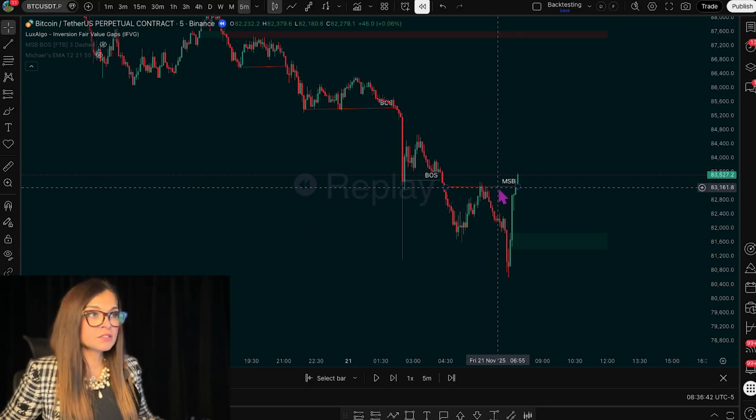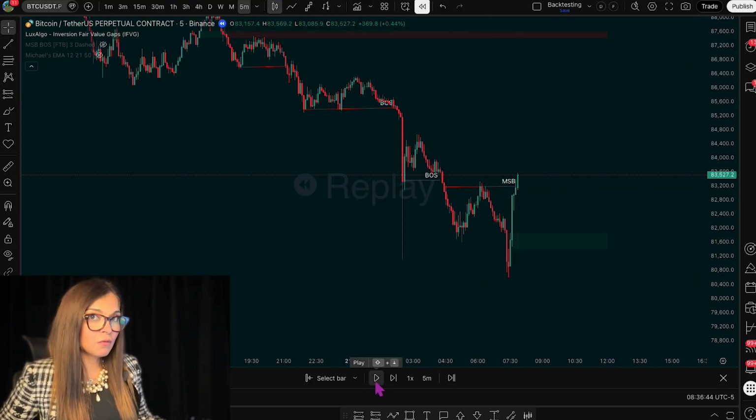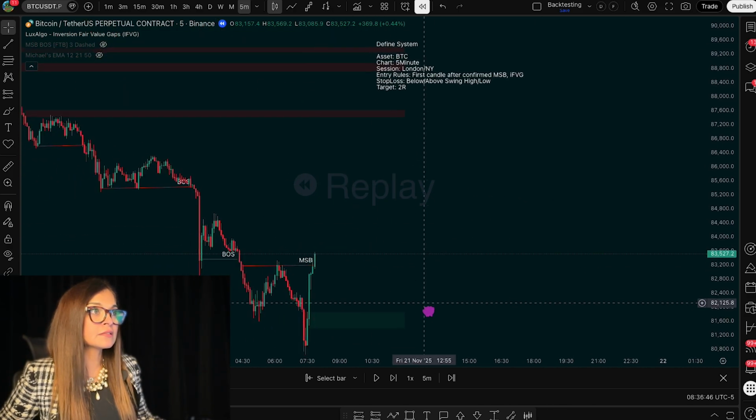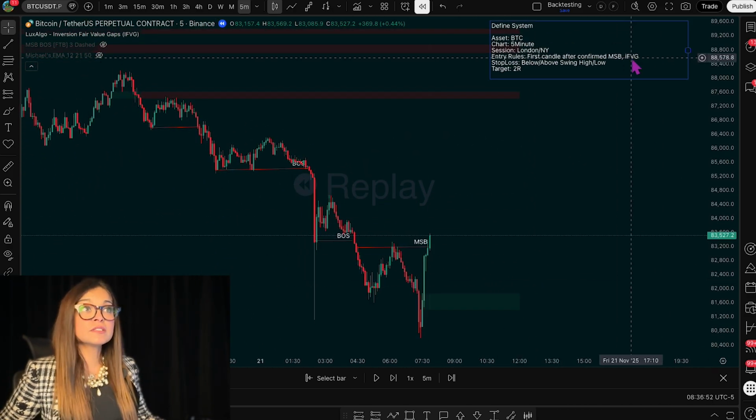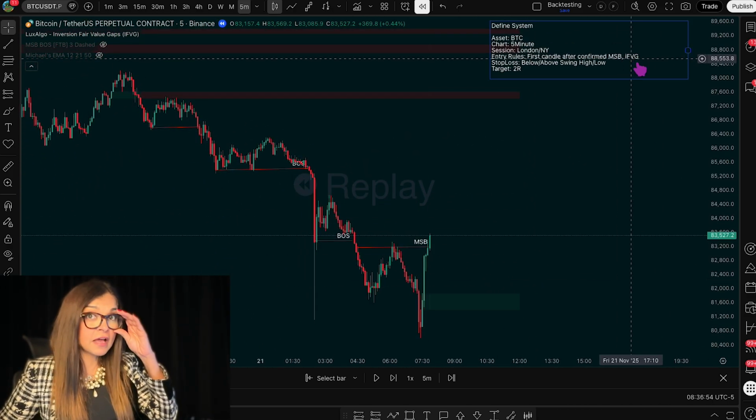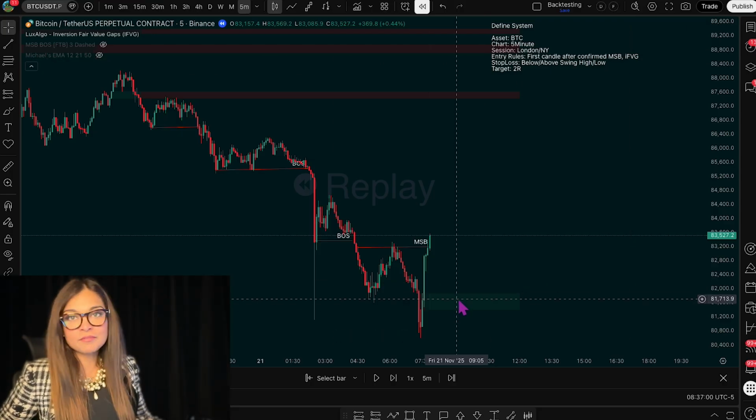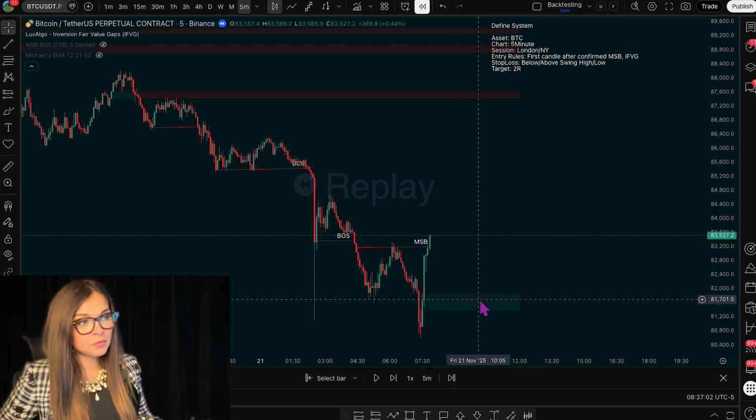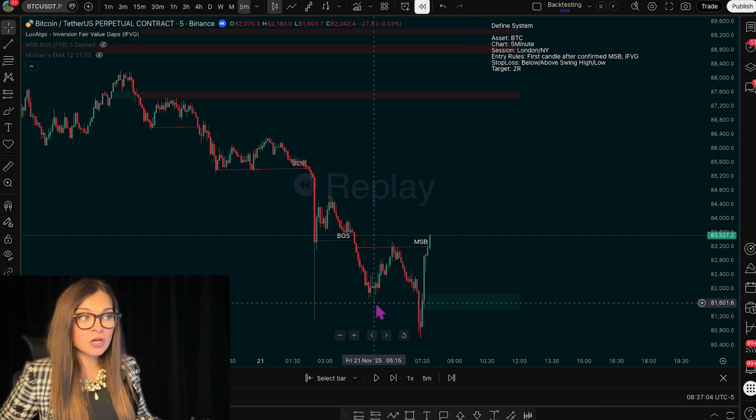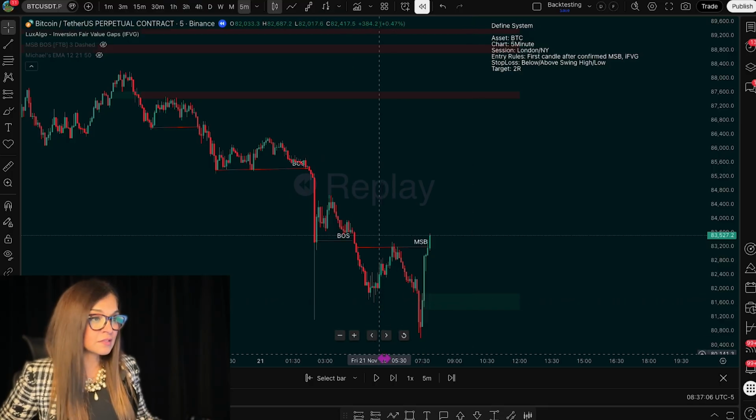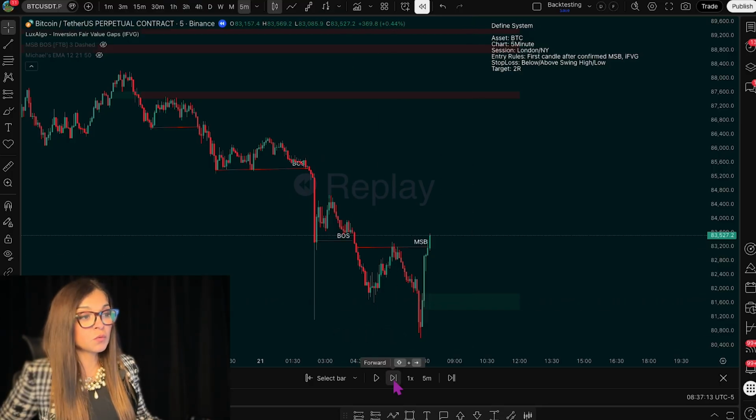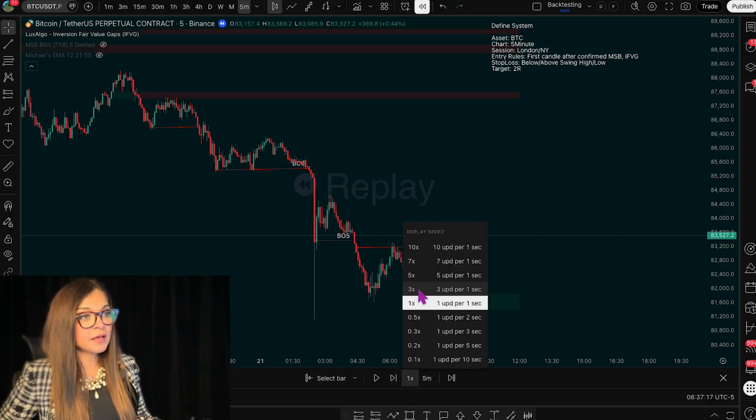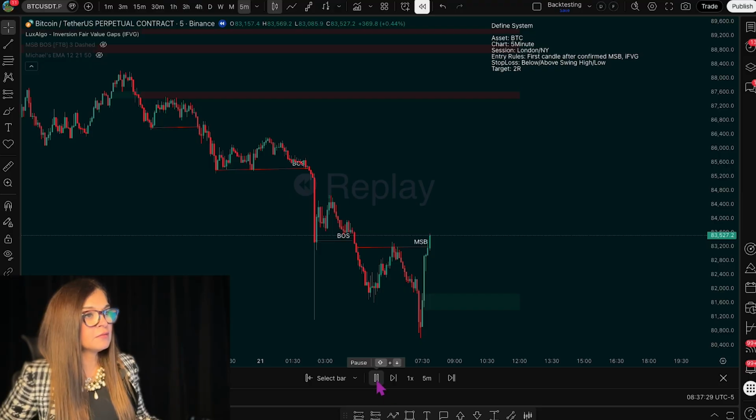We have our market structure break, and now we're waiting for our next rule, which is an inverse fair value gap. Here you can see we have an inverse fair value gap, but that is not a market structure break. That's not the one we want to see. Now we can move forward one at a time or we can play. I'm at 1x. You can replay at 3x, 10x, whatever. So now let's play.